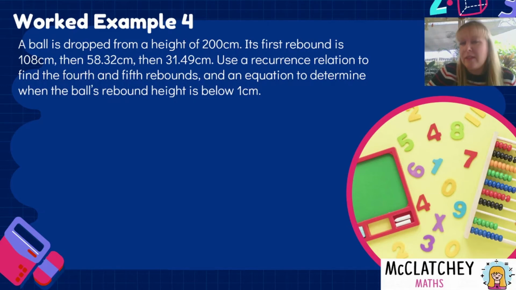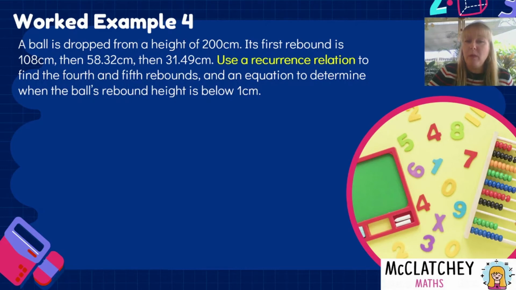So there's a few things that this question's asking us to do. Now, one of the common mistakes that I see people make is to see the word first rebound and to think that's the first term. It's not. Our first term is actually the height that it's dropped from. So it's dropped from 200 centimeters, and then it hits the ground, and then it bounces back up to 108, then it bounces back up to 58.32. So the first rebound is actually term 2. And that's one of the little mistakes people make. So we've got to be careful. Our starting height is term 1.